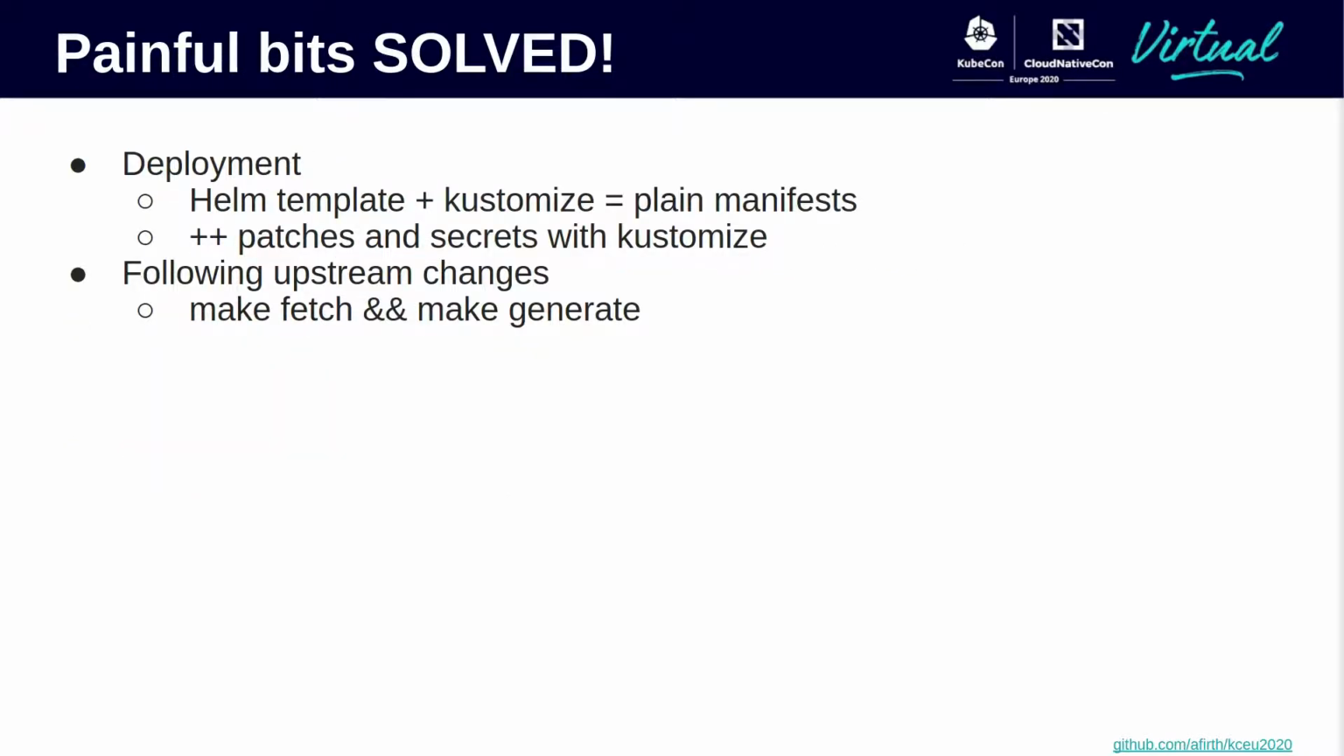Okay, so to summarize, we've solved all the painful bits. We generate plain Kubernetes manifests for each target cluster, which are safe to commit, with helm template, SOPS, and Kustomize, and we deploy them with kubectl apply or whatever magic goo you like. To fetch upstream changes, we just run our makefile to pick up chart changes and check the diffs of the manifests, either in Git or with kubectl diff.